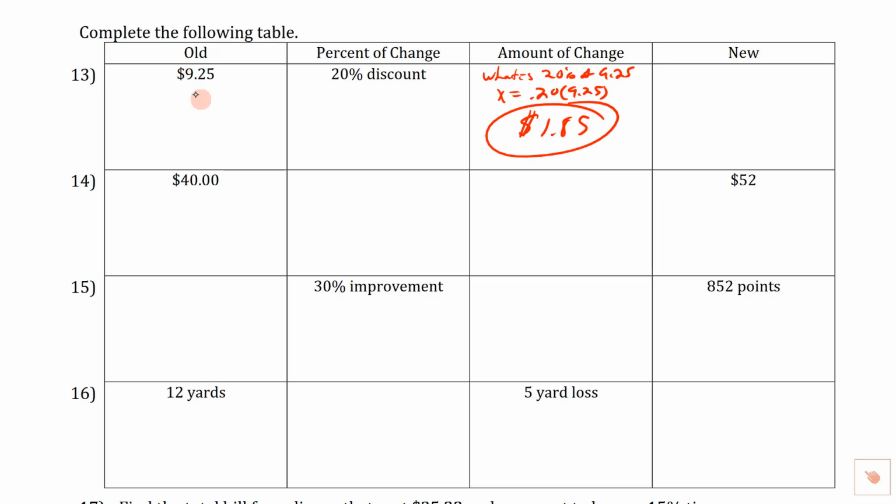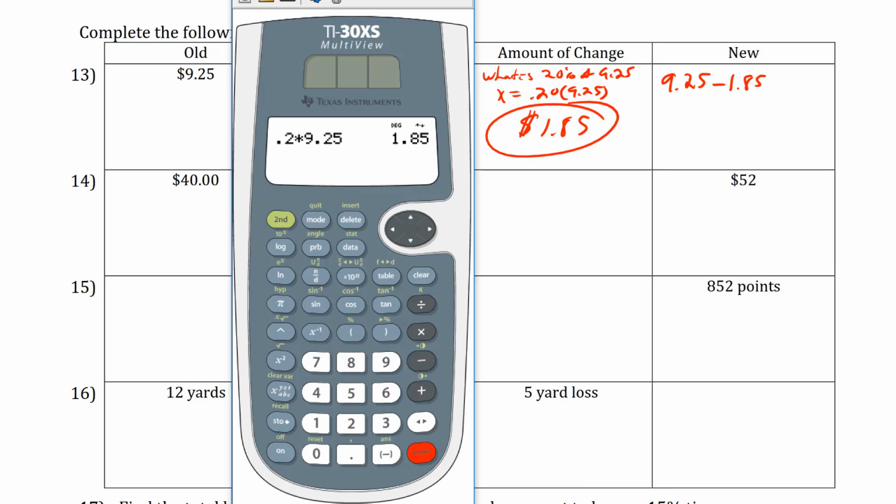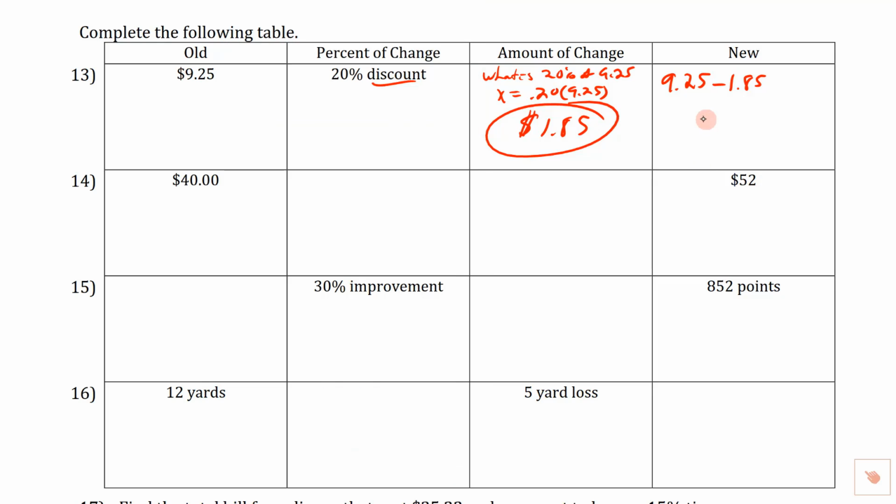Okay, and that is an answer, so we need to fill in each one of these boxes here. Now in order to get the new price, so if this was a discount, this actually went down, okay? So it went down 20%. So we're going to take the 9.25. So remember, if we get a discount, we're going to subtract whatever that change is. So 9.25 minus $1.85. So grab the calculator, 9.25, and we're going to subtract 1.85 and hit enter, and we get 7.4. So we have 7.4 right here.